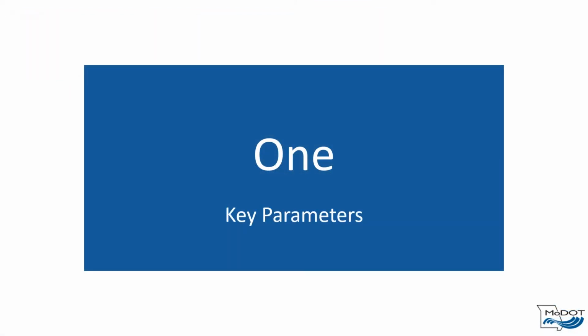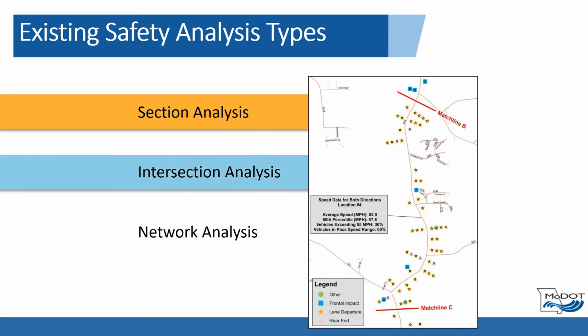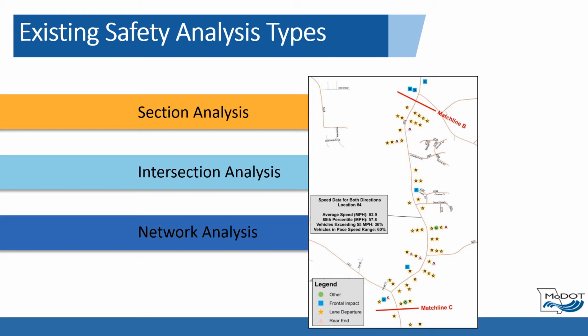Before completing an analysis, some key parameters need to be defined. The three types of crash history analyses are section analysis, intersection analysis, and network analysis. Depending on the project, one or more types of analyses may be needed.